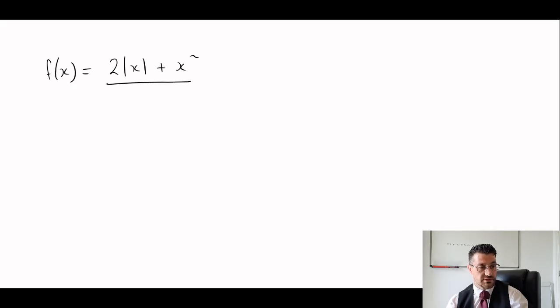Once you're familiar with these basic transformations, to deal with things like this, f of x equals, I don't know, 2 modulus of x plus x squared over 3 minus modulus of x, or something like this. Now, this is not a transformation of the form modulus of f of x or f of the modulus of x, but some combination, right? Some probably quite complicated combination of those transformations, along with potentially other transformations as well.